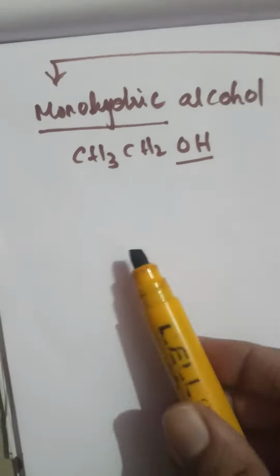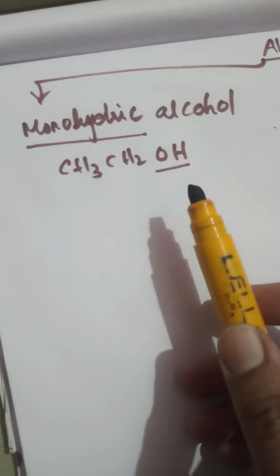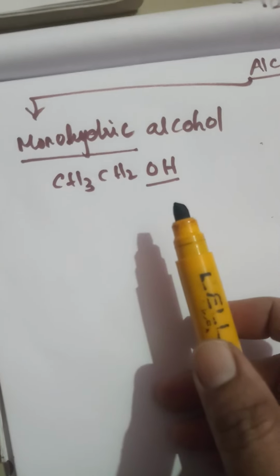Hello students, today's class we are going to study classification of alcohols. The alcohols are classified into two types, monohydric alcohols and polyhydric alcohols. In monohydric alcohol there is only one hydroxyl group. It is methanol, ethanol, propanol, butanol, etc. They are known as monohydric alcohol because it contains only one hydroxyl group.